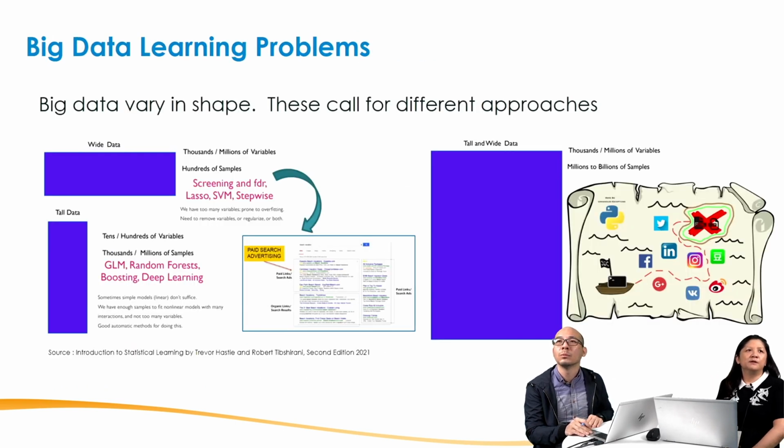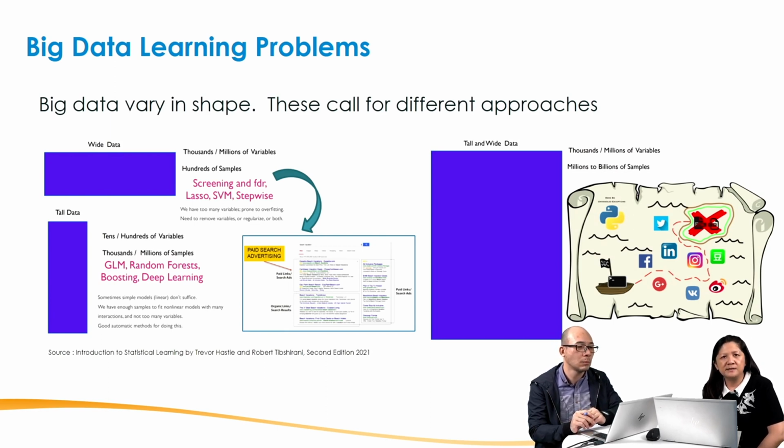Last but not least, big data has been developing quite recently, especially in the last 10 years. Big data varies in shape, and hence calls for different approaches. Big data can come in different shapes and sizes, one of which is wide data. Wide data means you have thousands or millions of variables, especially in today's environment with social media and the World Wide Web, but only maybe a few hundred samples. Depending on what kind of big data you have, it calls for different approaches.